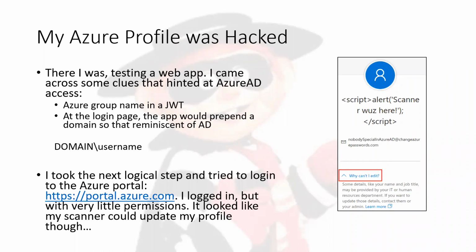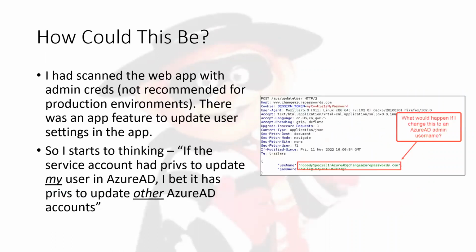So I saw something really strange when I was logged into the Azure portal. I was looking at my user profile, my own, not someone else's. I couldn't edit my user profile, but I saw that my scanner did. I saw a cross-site scripting payload or something for my name inside of Azure AD. I was like, that's weird. Why did the scanner get to change my name, but I can't, and I'm logged into Azure AD? So it got me to thinking.